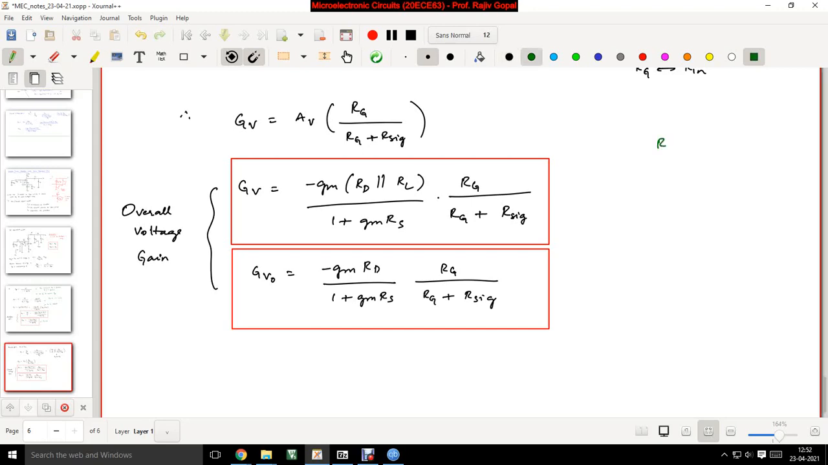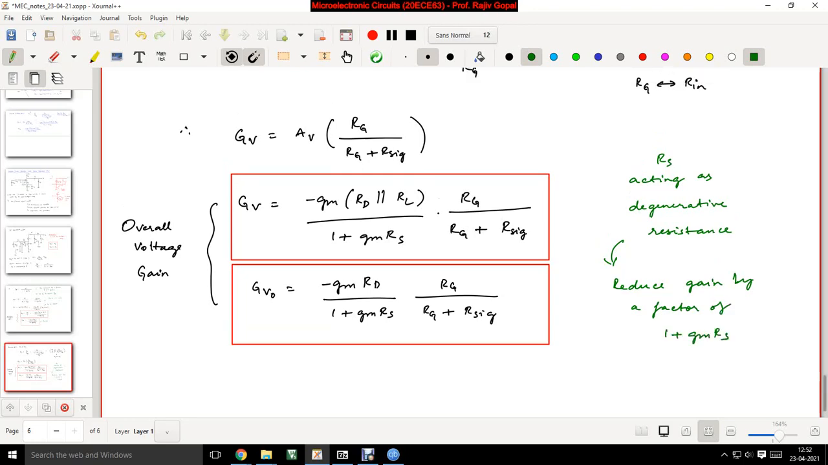So Rs is basically acting as degenerative resistance. What it basically does is it will reduce gain. See, the gain is reduced, you have a factor of 1 plus gm into rs. It reduces gain by a factor of 1 plus gm into rs.